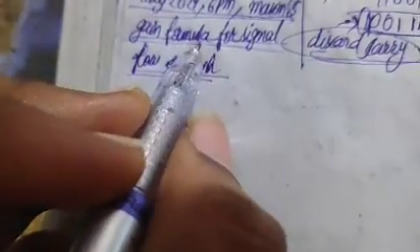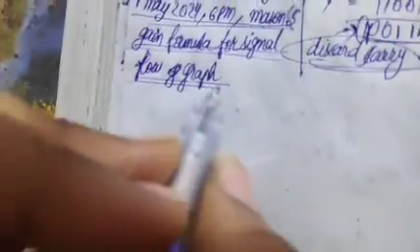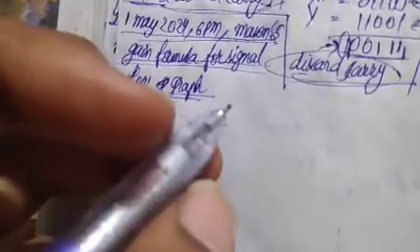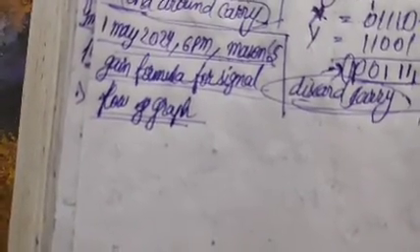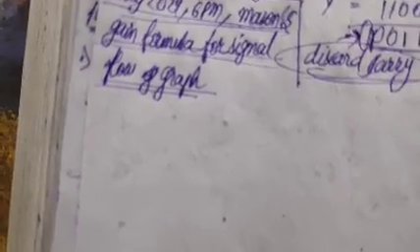In the control system, I am going to talk about Mason's gain formula. This Mason's gain formula is used for a signal flow graph. The main use of this Mason's gain formula is that this method is useful for finding out the transfer function, or this transfer function is also known as transmittance of a linear signal flow graph.